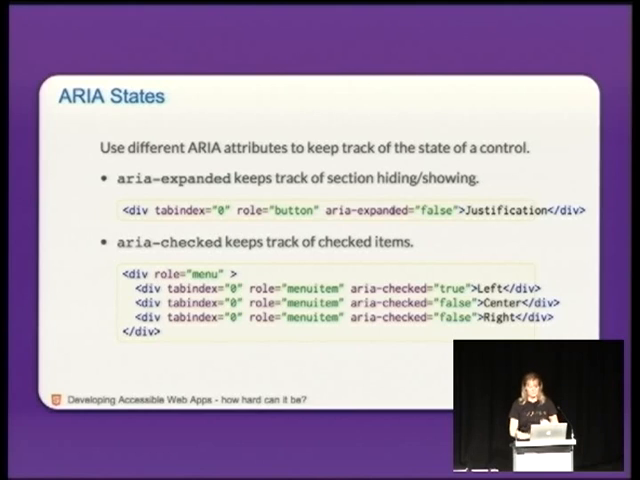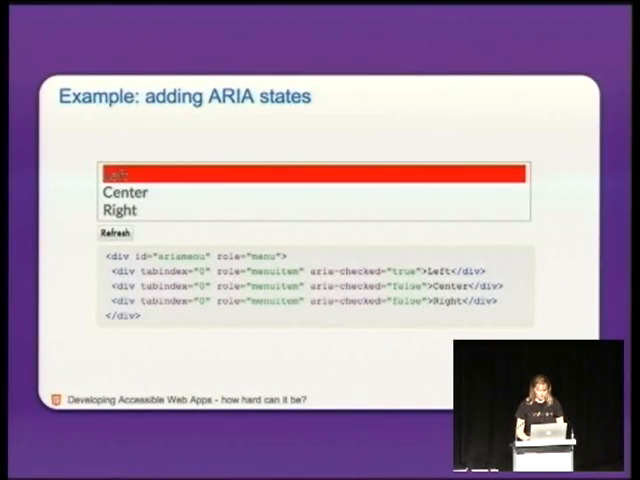Or, as in the second example, we have ARIA checked to keep track of what is activated in a list of elements. I've got that as an example here for you. So we've got a list of elements here: left, center, right. The first one is activated, which we demonstrate by putting a red color behind it. And if we use ARIA checked like it is here, the screen reader will actually tell us this.